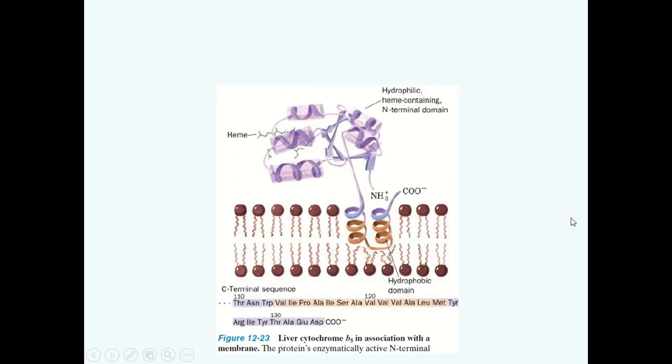This next figure represents the structure of cytochrome B5. Cytochrome B5 is a protein which is embedded in the membrane. Here you can see that this part of the protein is hydrophobic. It is associated with the membrane, and this portion of the protein is rich in hydrophilic amino acids.